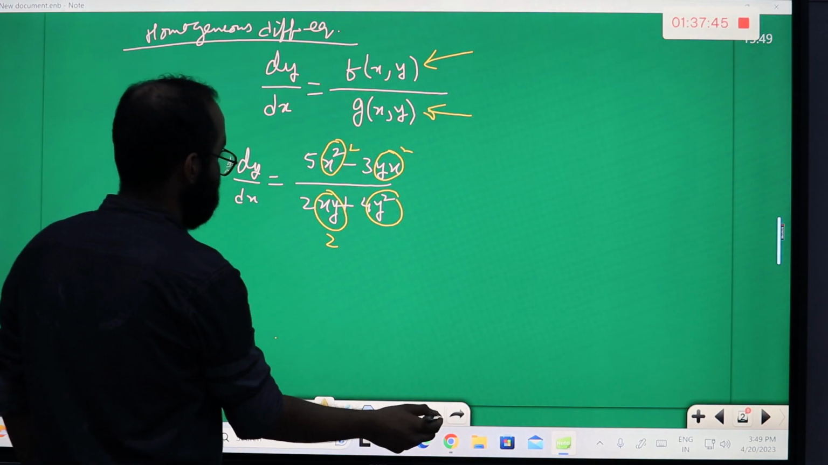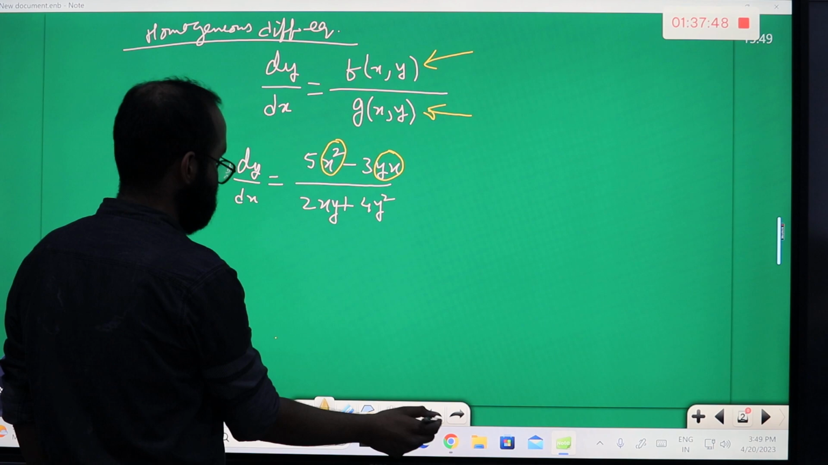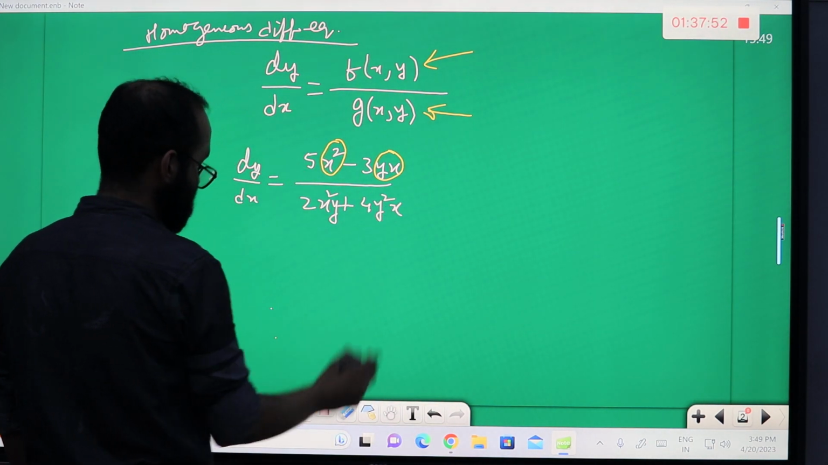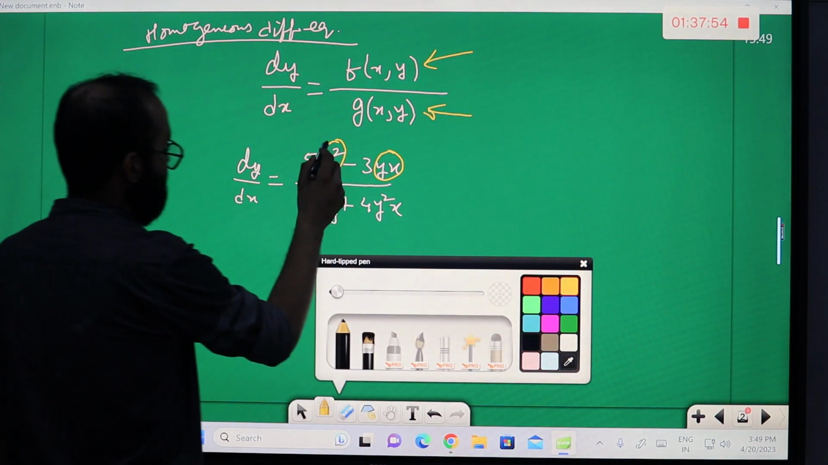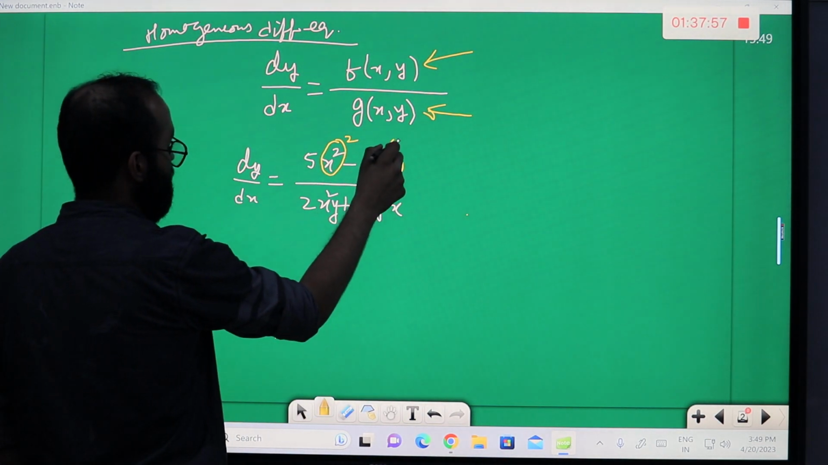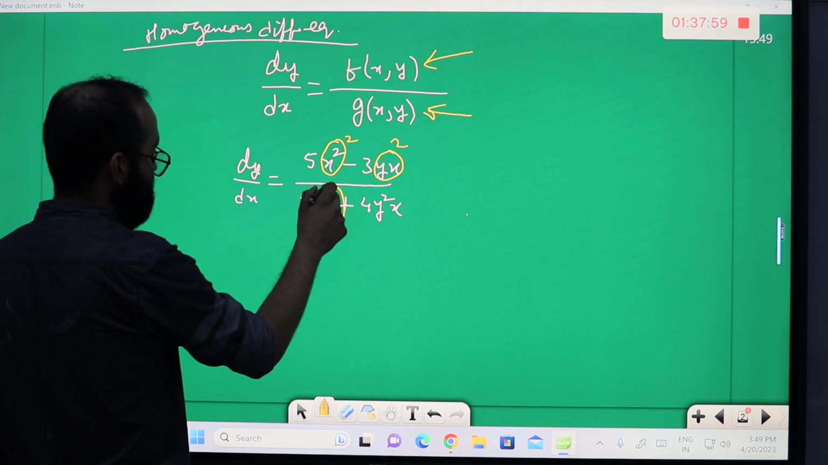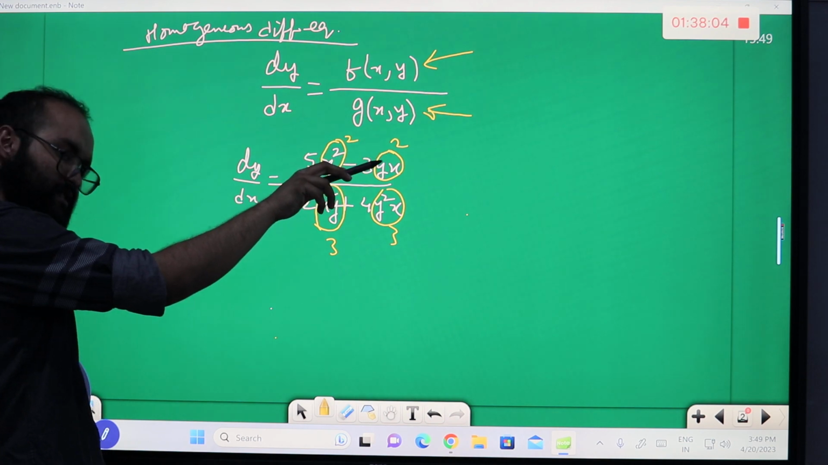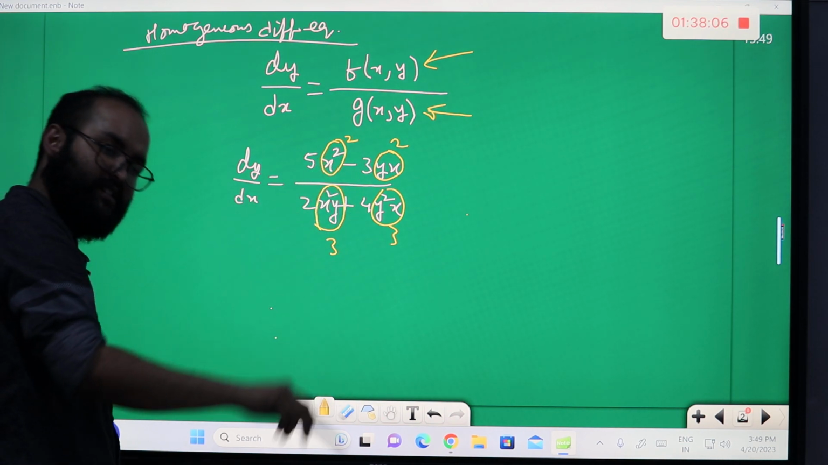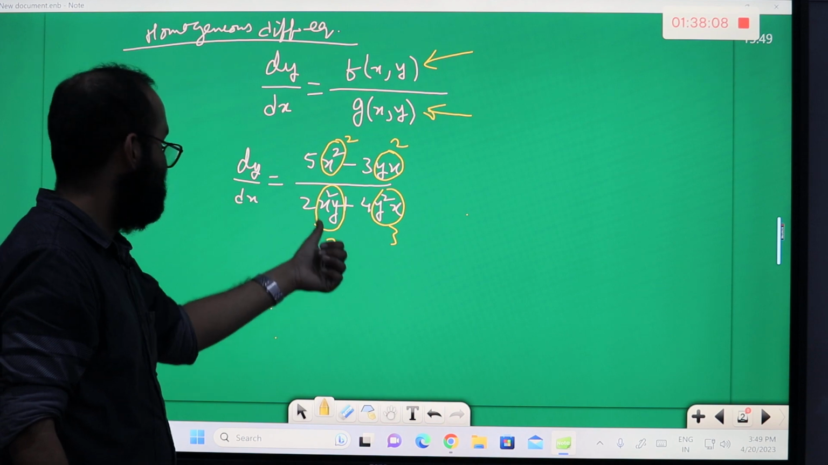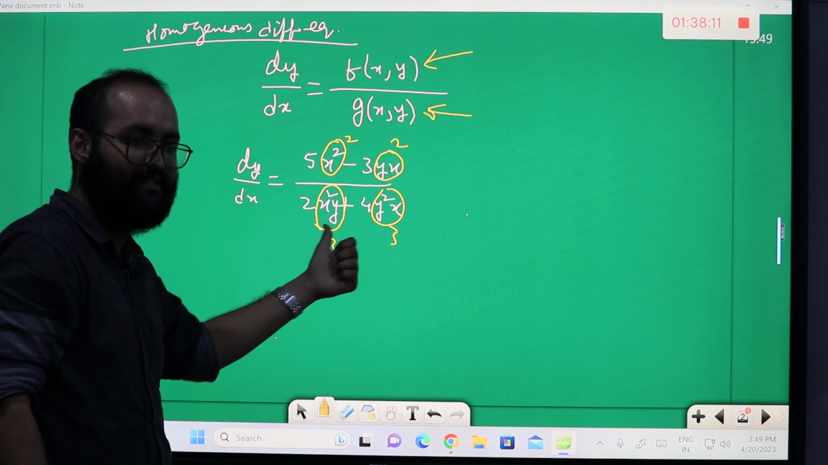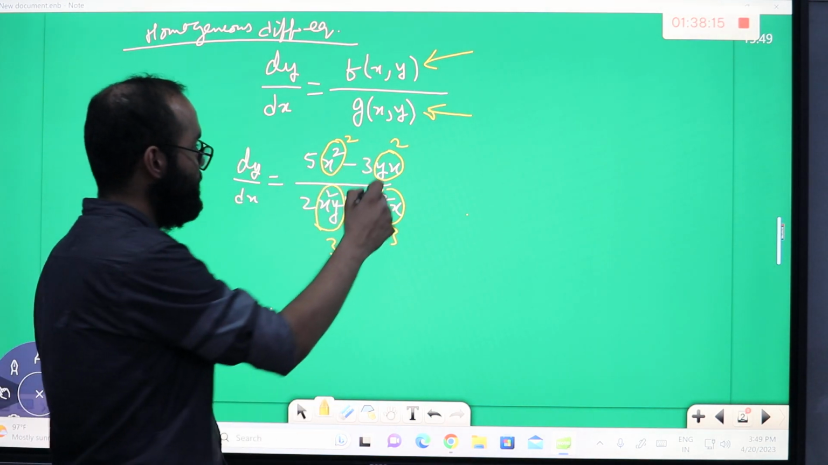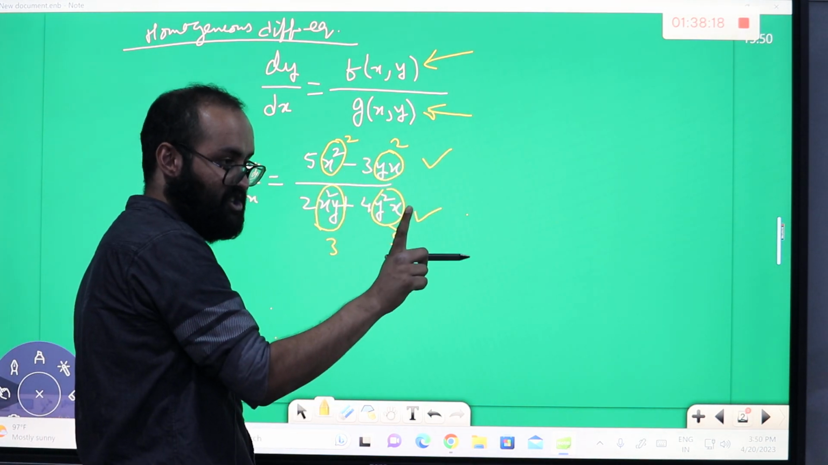Suppose you had it looking like this. Now tell me, in numerator here power is 2, isn't it? But denominator function power is 3. Is numerator homogeneous? Yes. Is denominator function homogeneous? Yes, each and every term has the same power of variable, 3, 3. Both are homogeneous functions.